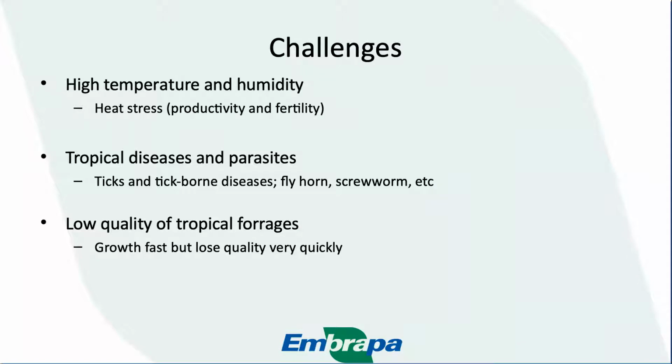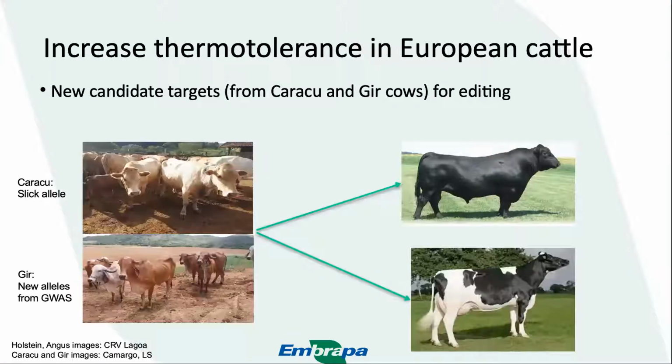Those challenges involve the high temperature and the humidity, so you have the heat stress problem. We have a problem with tropical disease; tick-borne diseases are a very big concern here. We also have some concerns about the quality of our tropical forage. Despite growing very fast, it also loses quality very fast. So what we have started doing here is using genome editors to increase heat tolerance in this European cattle.